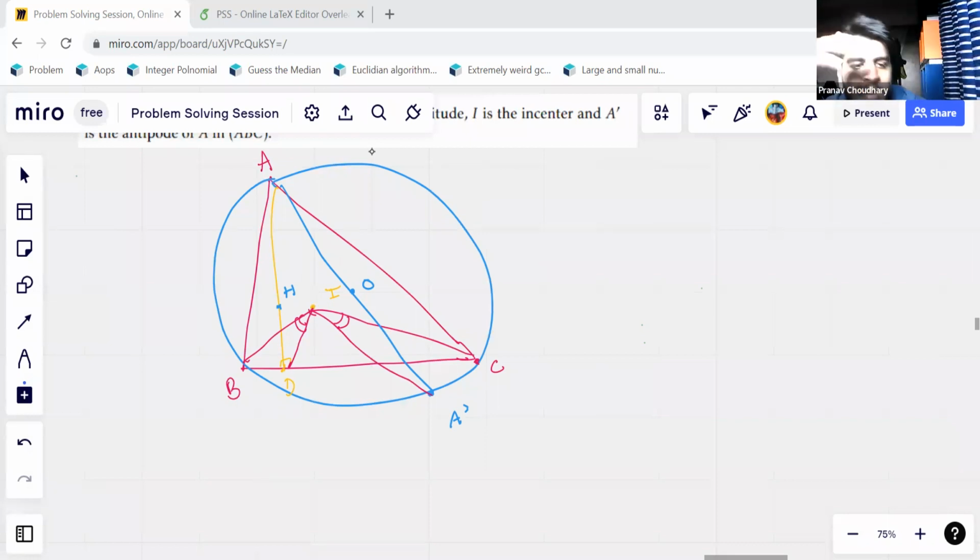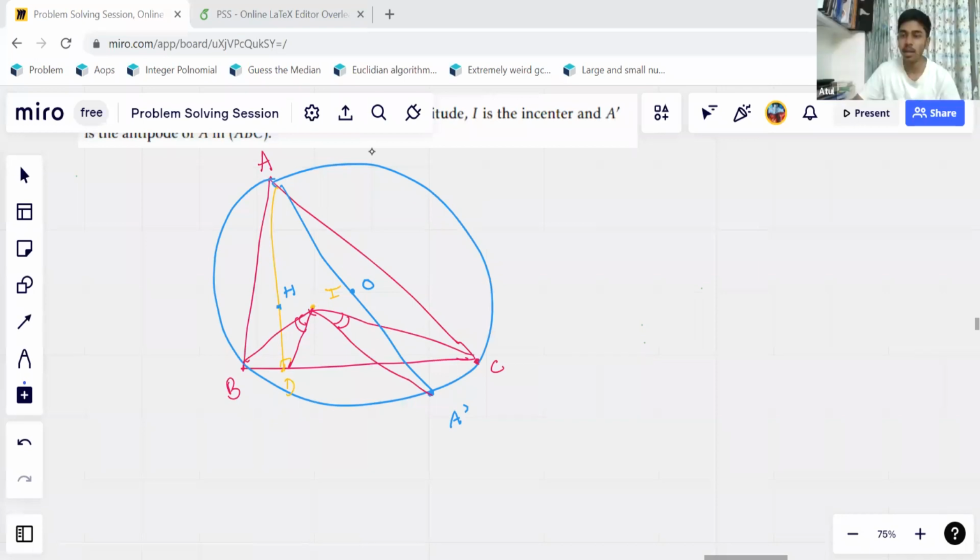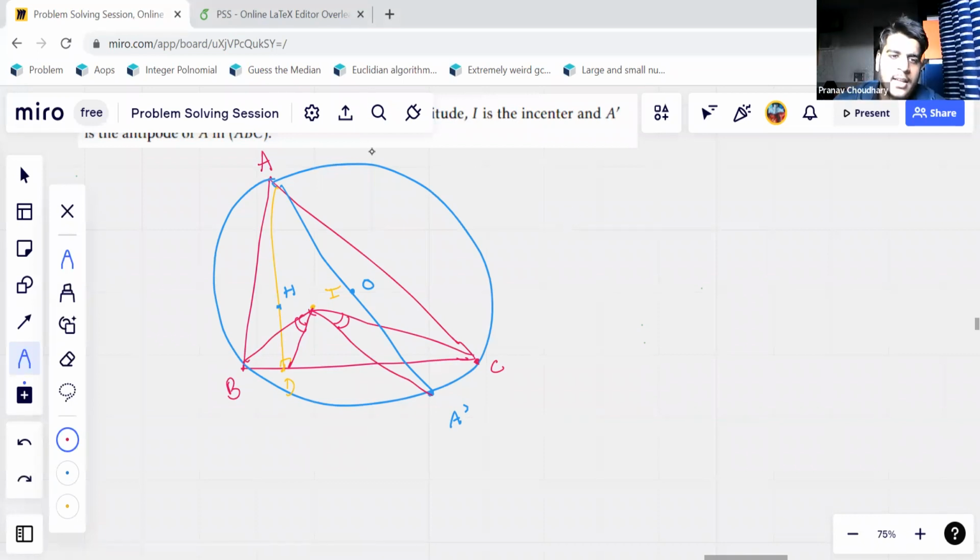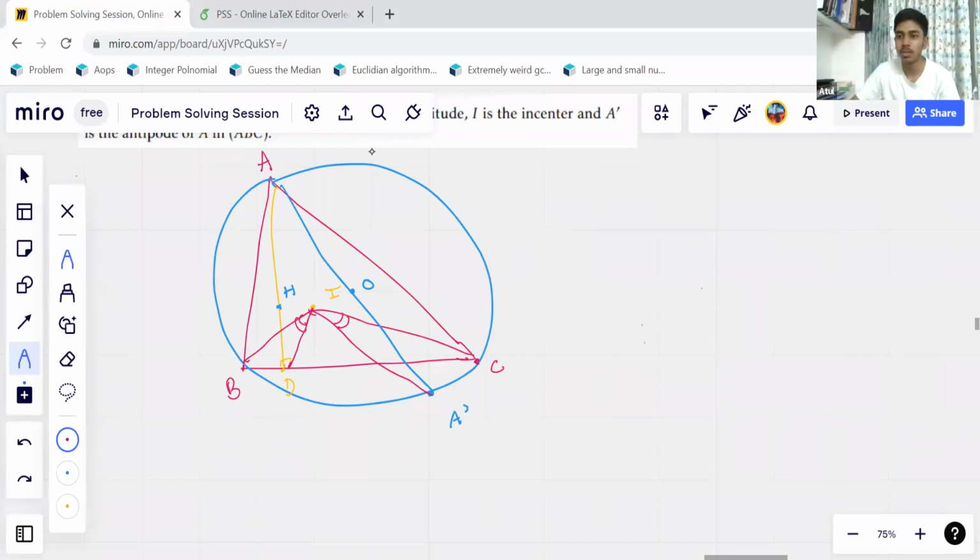Maybe just try BID as AID minus AIB. Then AIB becomes AIC and AID becomes A dash IA. Why is AIB equal to AIC? It's not. AIB is 90 plus C by 2, ACI is C by 2. It's not equal to 90 plus C. Okay, but let's try. You want to do AID minus AIB. Okay, AID minus AIB.